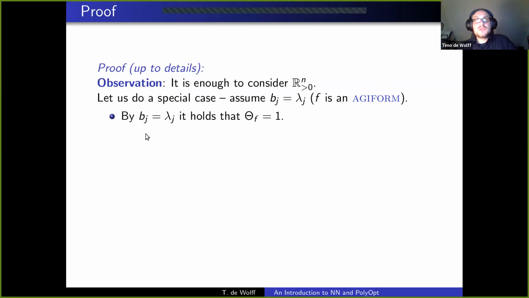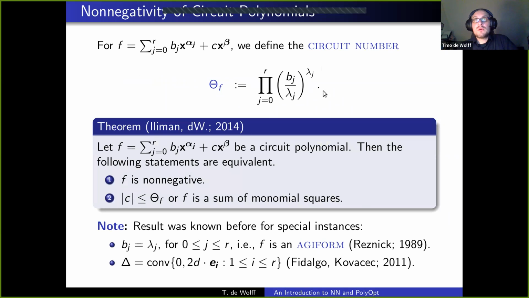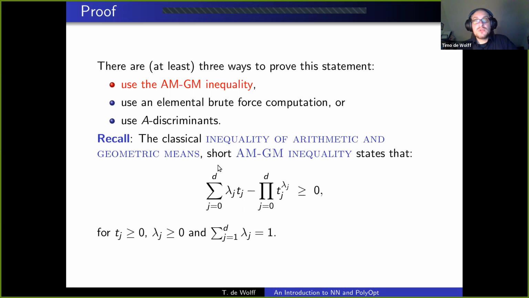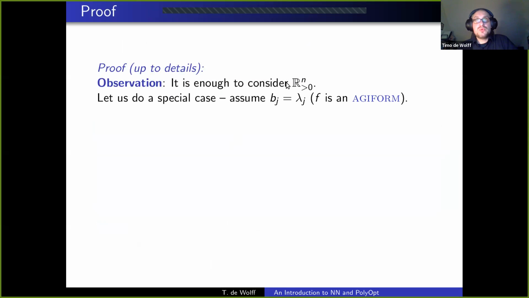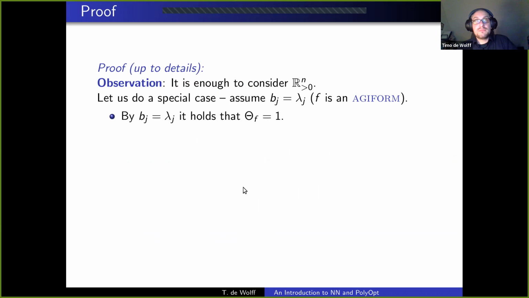Okay. Then you first observe that in this special case, the circuit number is always 1. So why is this? Well, because recall that the circuit number was defined in this way. And if my coefficients b_j are equal to lambda_j, then this entire thing is 1. We don't need to worry about it. It's just 1. Okay, what does it mean now if we go on further? We want to use this AM-GM inequality. For the t_j's in this inequality, we just put in our monomials that we have, x to the alpha_j.